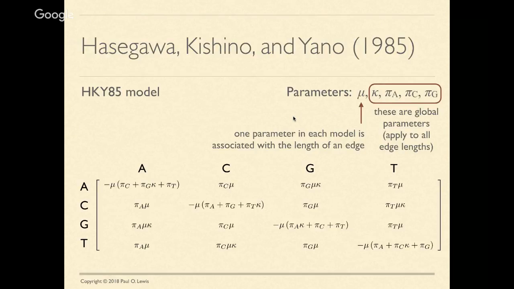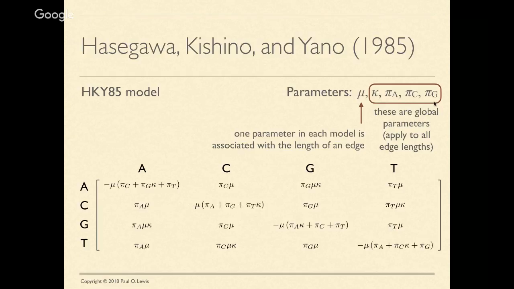So the next model that came along is the Hasegawa, Kishino, and Yano model in 1985, or the HKY85 model. This is a very popular model, and it basically combines the F81 model, so you can have unequal equilibrium base frequencies, with the K80 model, so that you can have transitions that outnumber transversions. So it has a kappa for the transition rates, and it also has the base frequencies in each of the instantaneous rates, so that you can have unequal nucleotide frequencies.